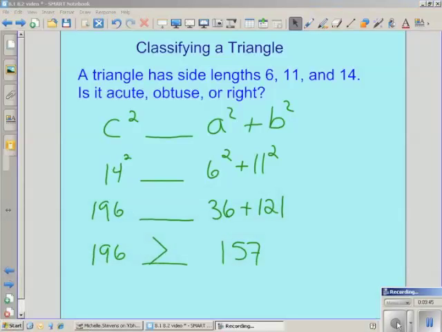All right, excellent. So this was about the Pythagorean theorem, and our next lesson will be about special right triangles.